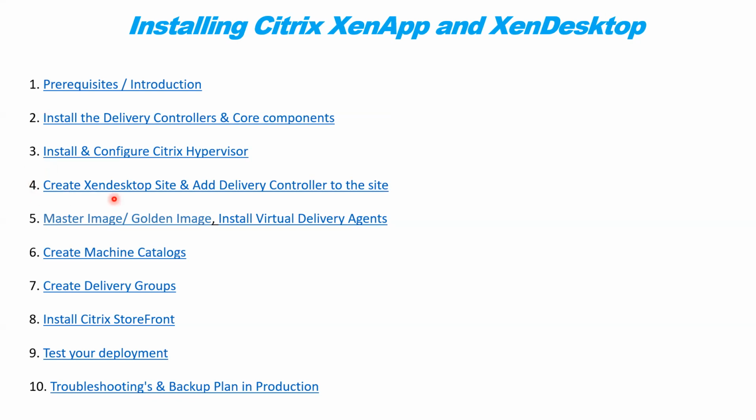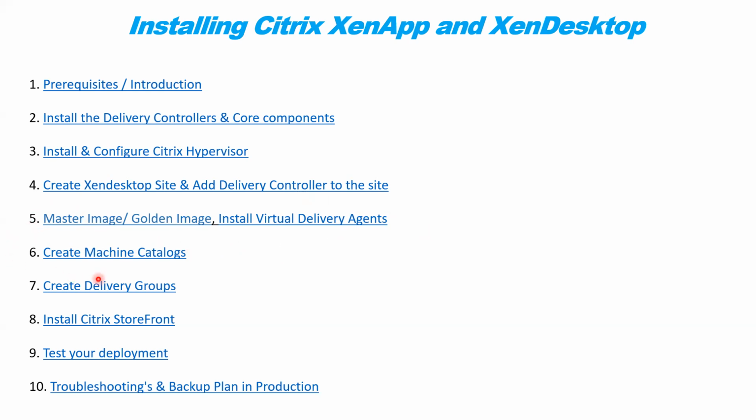In the fourth one we will learn how to create the first Citrix site, in which you will have all the core components like studio, delivery controller, and the entire set of components. In the fifth one, we will learn how to create the master image, golden image, and how to configure or install the virtual delivery agent.